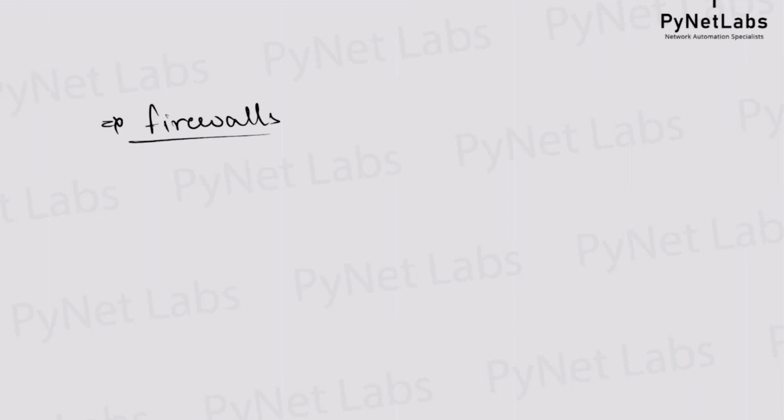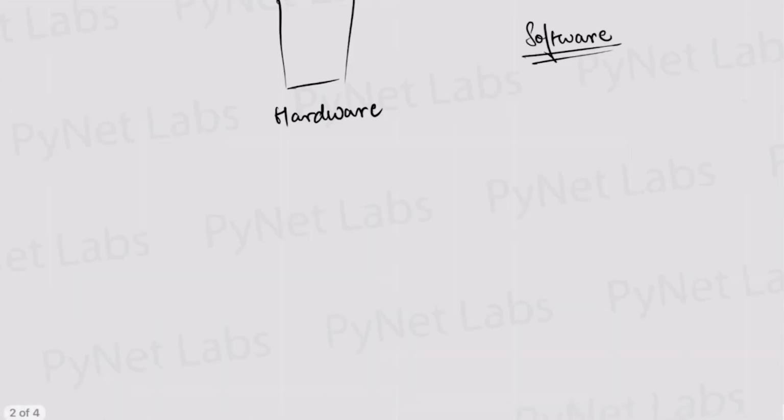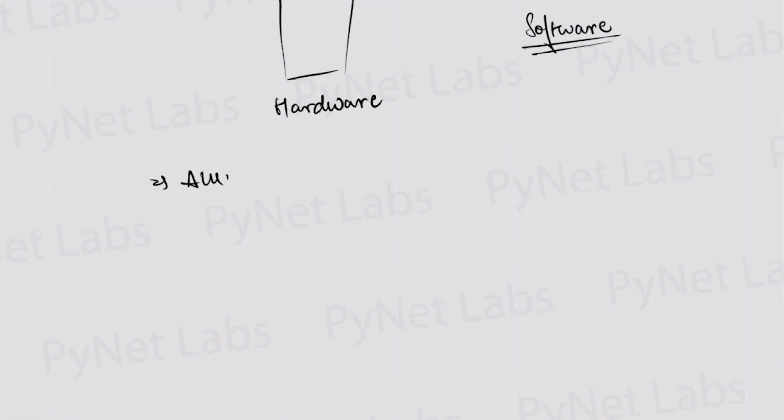So a firewall is a network security device, which can be a hardware device, or can sometimes be software as well, which will allow us to monitor and control incoming and outgoing traffic.